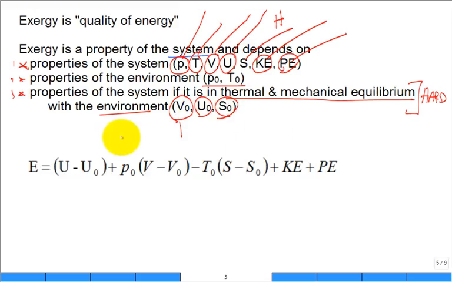So you start with the system, you go to the dead state. It's now at those theoretical dead state conditions, and here's the equation for the exergy. It's the current internal energy of the system minus the internal energy of the system at the dead state, plus the dead state pressure times the volume of the system starting initially minus the volume at the dead state, minus the dead state temperature times the entropy of the system minus the entropy of the system if it's in equilibrium with the environment. And then you have the kinetic and potential energy.